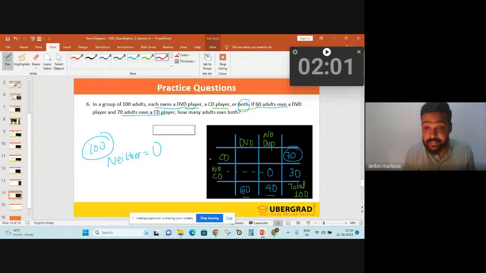And we know that the neither category is 0. So automatically this value plus 0, you have to get 40. So this will be 40. And I know this value plus 40, you have to get 70. This will be 30. This value plus this value, you have to get 60. This is 30. 30 plus 30 only, you will get 60.